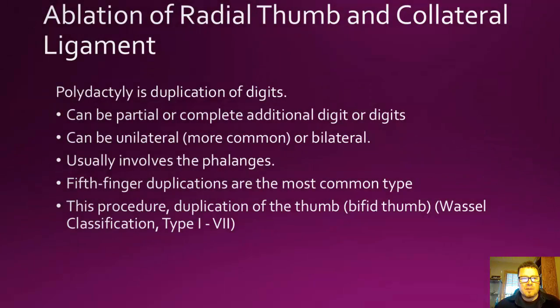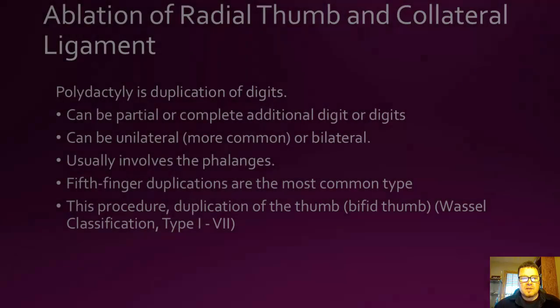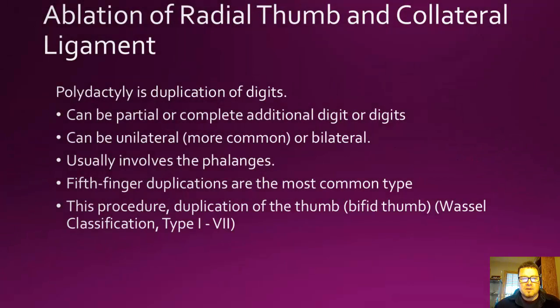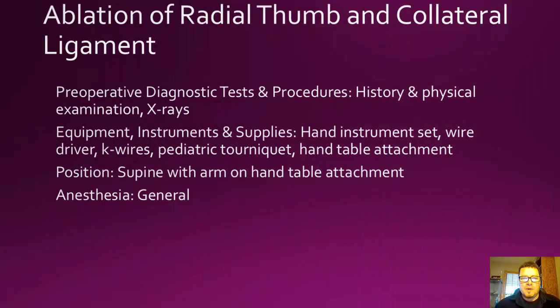Ablation of a radial thumb and collateral ligament. This is due to polydactyly. This is when you have a duplication of digits, and it's usually the 5th finger that is most common, but it can be on one side or on both sides, and they can be partial or complete digits. Sometimes they're just a little stump, and sometimes they are full digits. So there's your pre-op diagnostic tests and procedures, same as the other ones.